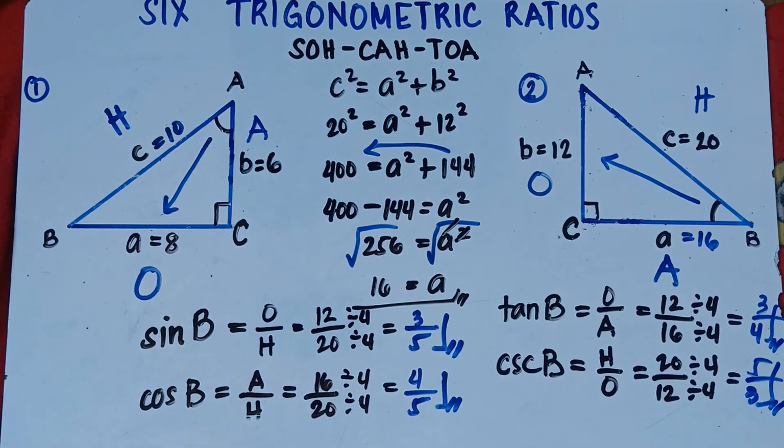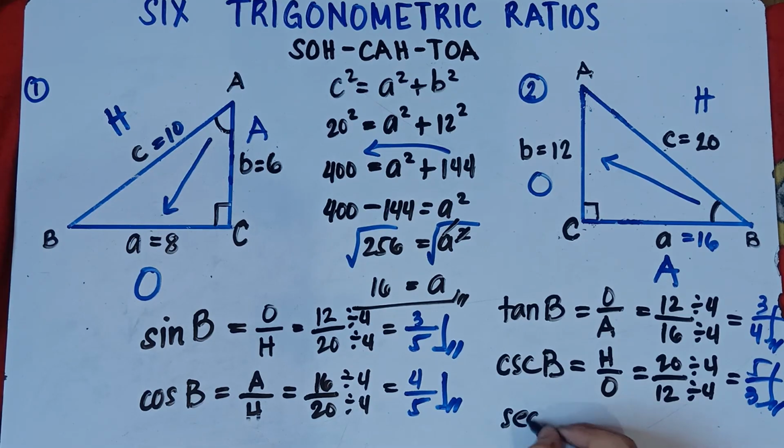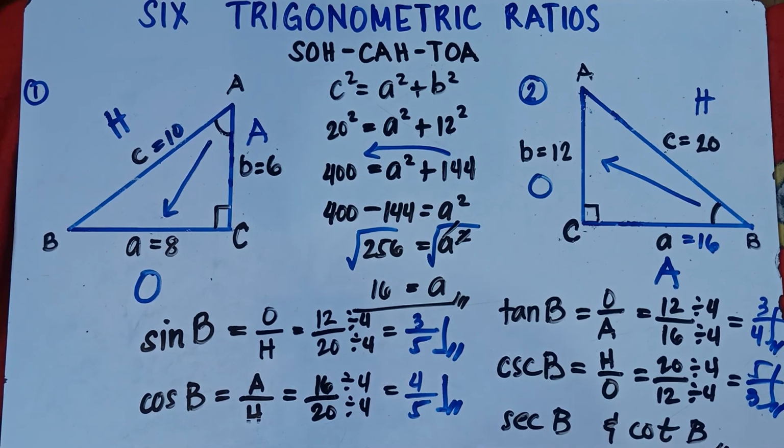Alright, so you try, class. You try secant B and cotangent B. So you write your answer, class, in the comment section down below. Let me check, class, if you really understand the 6 trigonometric ratios.